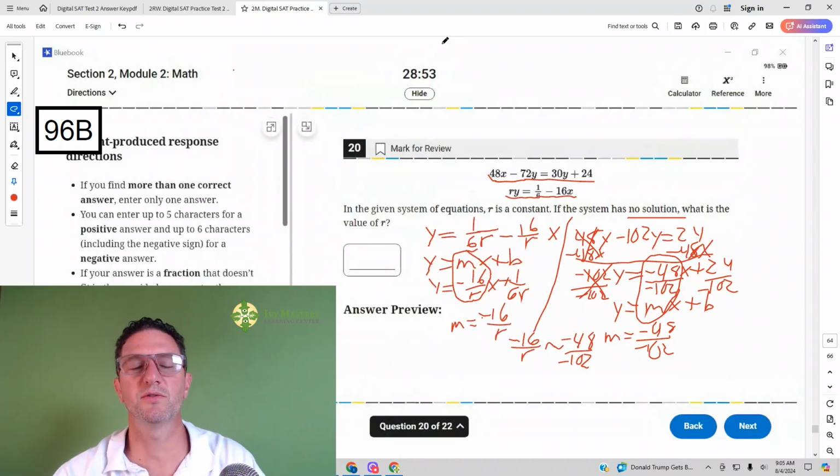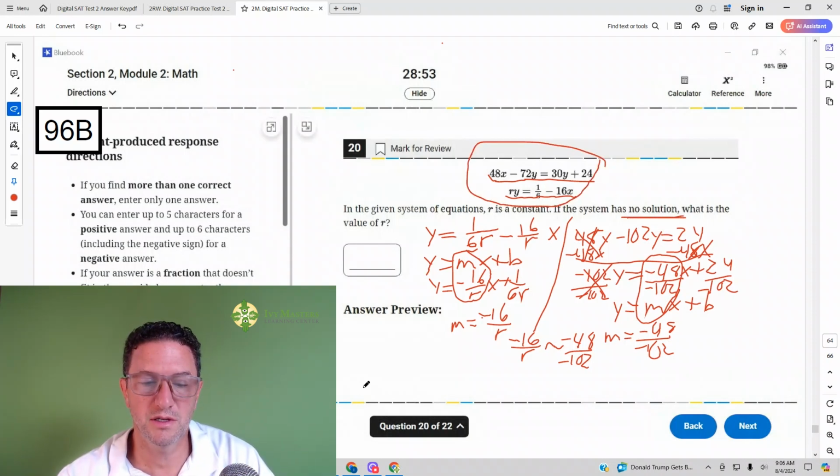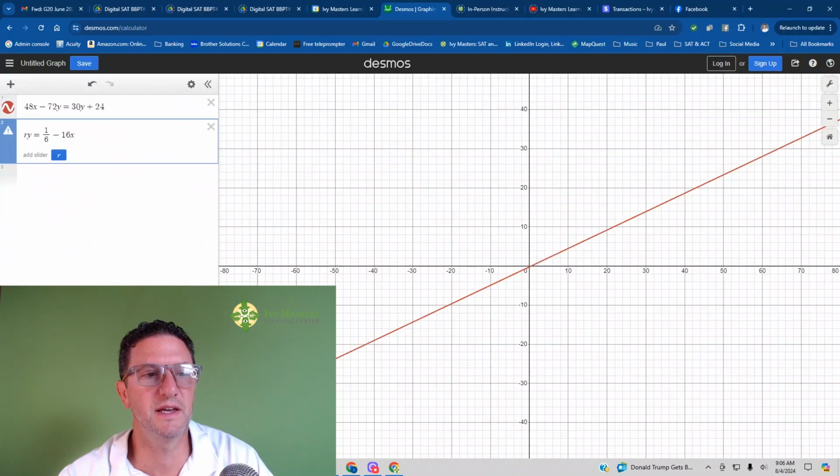This is the 20th question from Digital SAT Test 2 Module 2B. This is the harder set of math questions. And it's saying that the system has no solution. When it has no solution, the slopes are equal. So the easiest thing to do here is to plug it into Desmos.